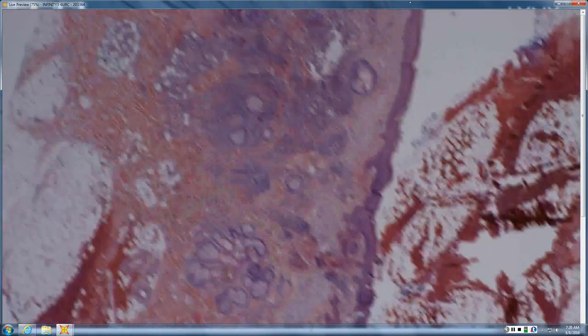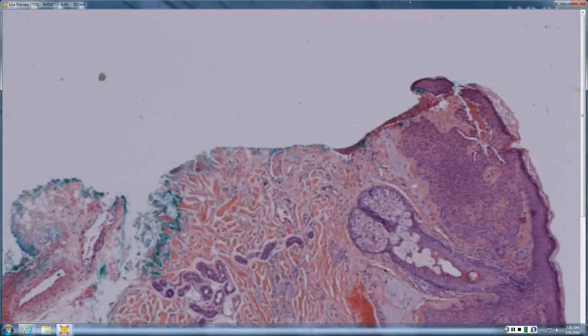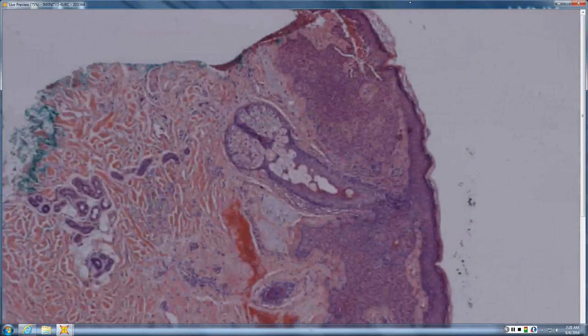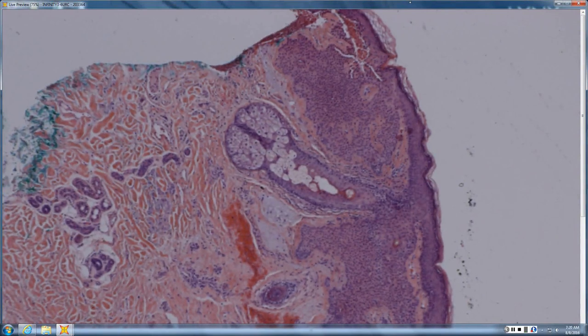All right, this is... I'm not going to lie to you guys, this is my least favorite tumor ever. So. Plates of follicular epithelium just beneath the epidermis with multiple connections to the epidermis. It's like the grasshopper hanging on to it.